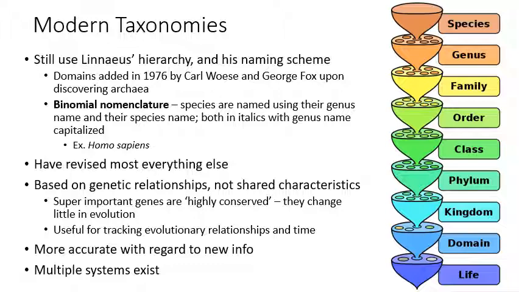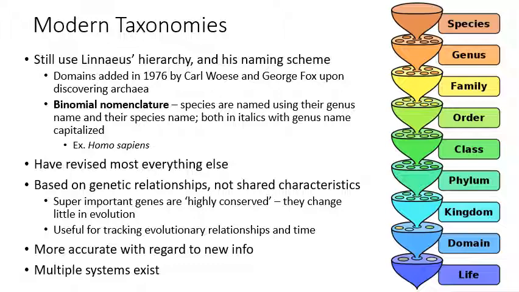So apart from keeping Linnaeus's hierarchy, except for adding domains, and keeping his naming scheme for species, we've pretty much changed all of the other things, because he was just classing things based on whether they look similar, and we're trying to class things based on how closely they're related to each other through phylogenetics. So that means that we've had to change a lot of stuff.